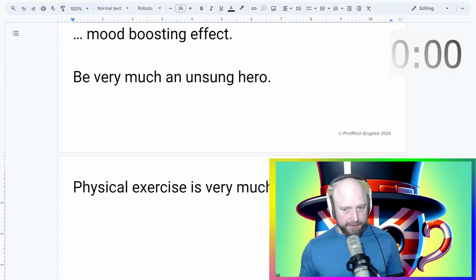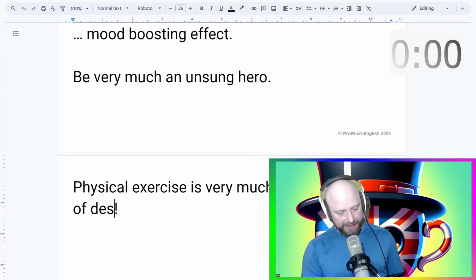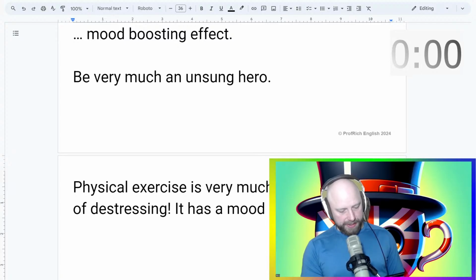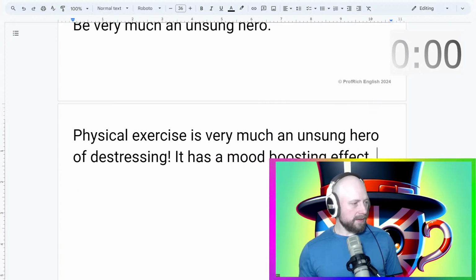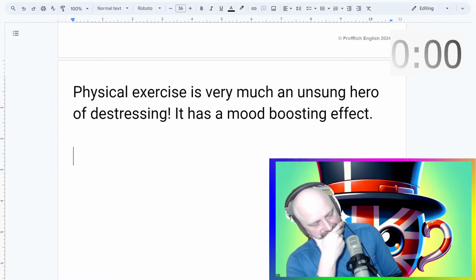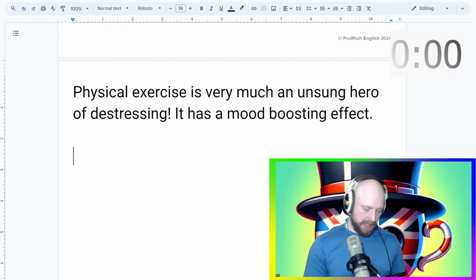Take a 10-minute daydreaming, a walk in the nature. Physical exercise is very much an unsung hero of de-stressing. It has a mood-boosting effect. It is a stroke of genius to have a go at a walk in the nature if the situation permits. Take a 10-minute daydreaming and take a digital vacation in order to alleviate the magnitude of stress level.